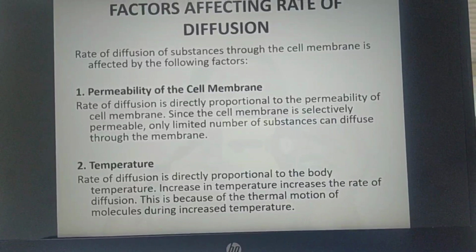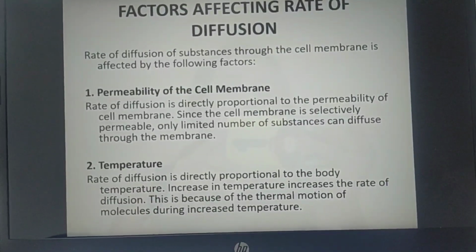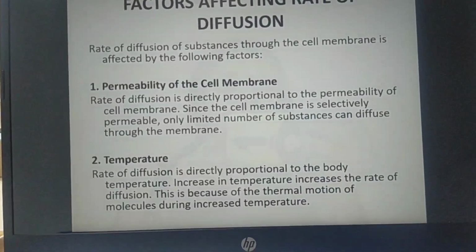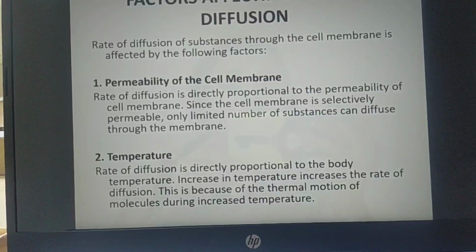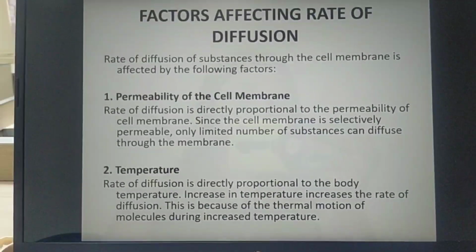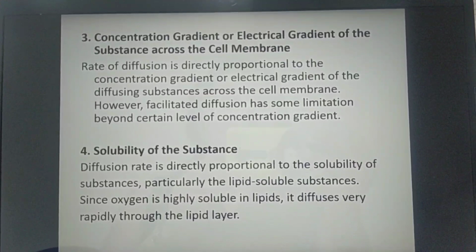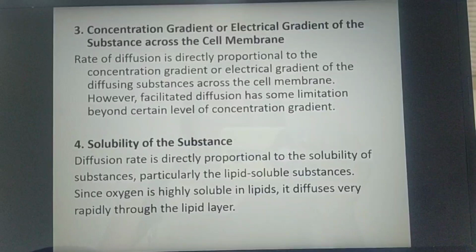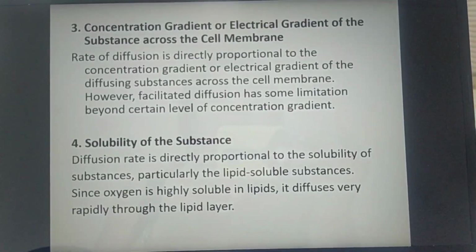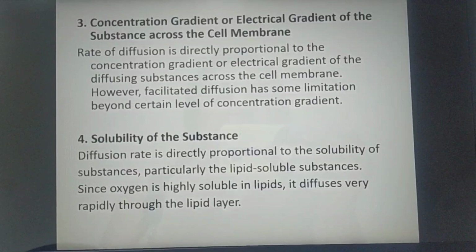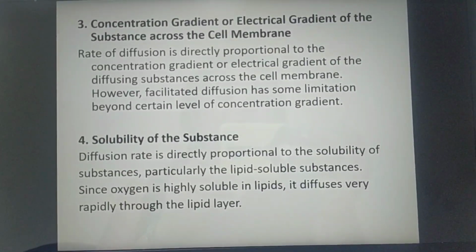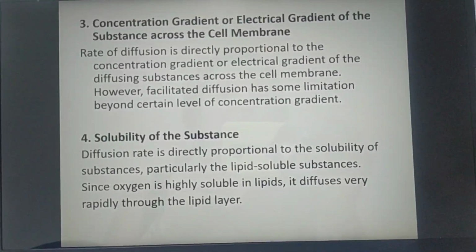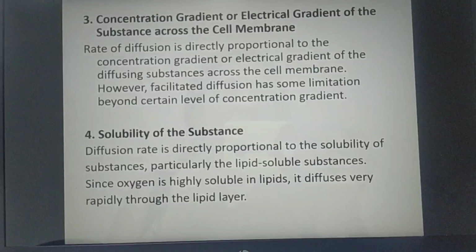Second is temperature. Rate of diffusion is directly proportional to the body temperature. Increase in temperature increases the rate of diffusion. This is because of the thermal motion of the molecules during the increased temperature. Third is concentration gradient or electrical gradient of the substance across the cell membrane. Rate of diffusion is directly proportional to the concentration gradient or electrical gradient of the diffusing substances across the cell membrane. However, facilitated diffusion has some limitation beyond a certain level of concentration gradient.